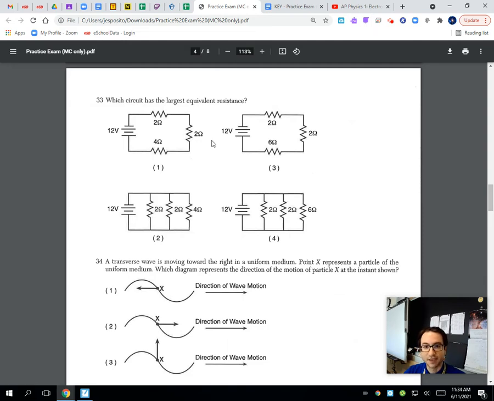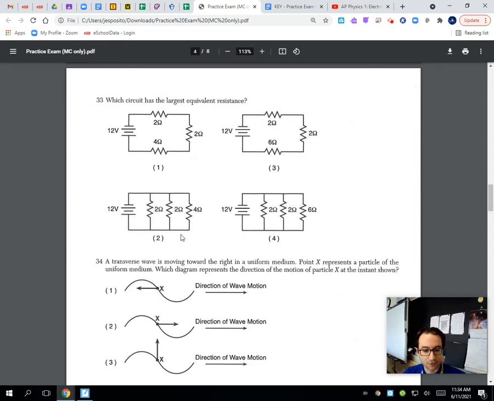In fact, you may remember I mentioned that when you add resistance in parallel, each one you add decreases the total, such that the total is always less than the smallest resistor. So without even doing the equation, if you knew that, you could say, look, choices 2 and 4, the equivalent resistance must be less than 2 ohms, because those are the smallest resistor in each case. So the largest equivalent resistance would be choice 3, the 2-2-6 combination in series.